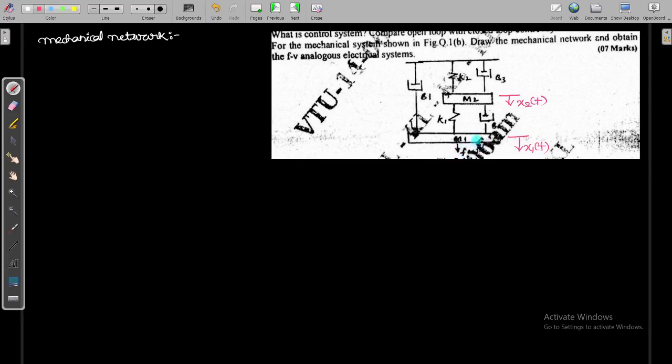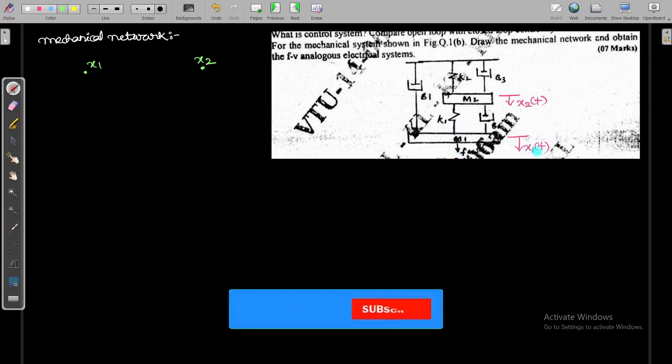So now draw the mechanical network. There will be two displacements, that is x1 and x2. For x1 displacement, if you observe, one damping coefficient is connected as well as one mass is connected for x1. So you have to take one damping coefficient and one mass, and the force is also applied. So then you are getting the x1 displacement. So let us draw that.